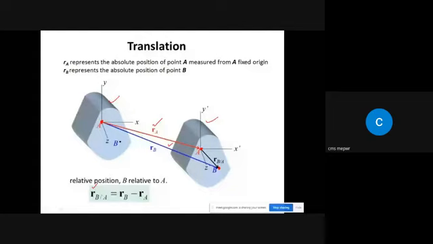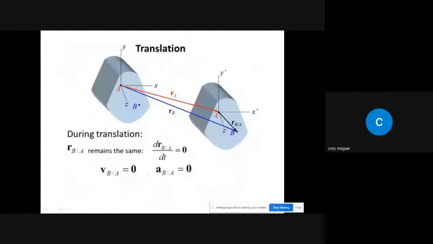We know that the relative position of B relative to A can be given by this equation, which we already understood in our previous lecture. RB by A can be given as RB minus RA, where RB and RA are the absolute position vectors. Now during translation, if this object is moving, the relative position of point B with respect to point A remains constant. It doesn't change.